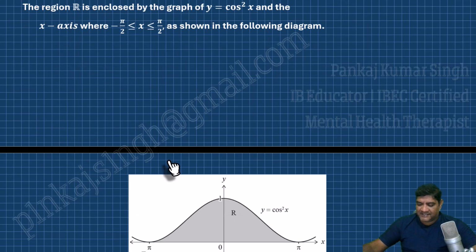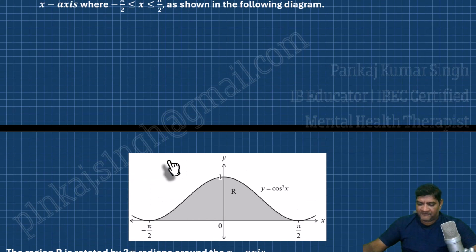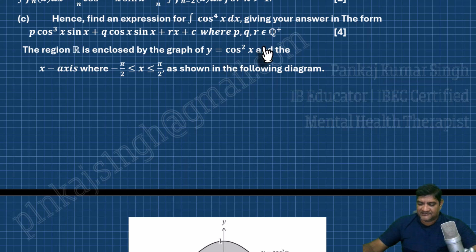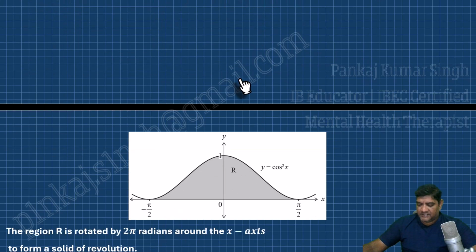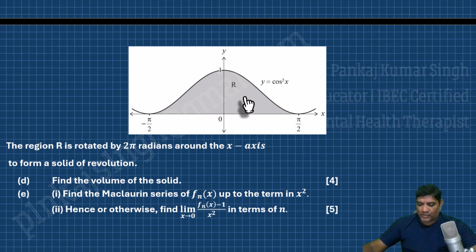Using that, I am going to be finding the integration of cos square x. Integration of cos square x either can be done using this big formula, or we can write cos square x as 1 plus cos 2x divided by 2. We can use the double angle formula. I can find the volume of revolution around the x-axis using the same formula.